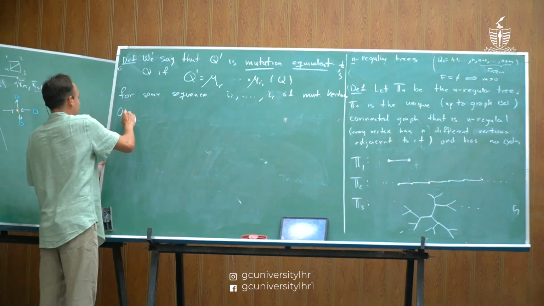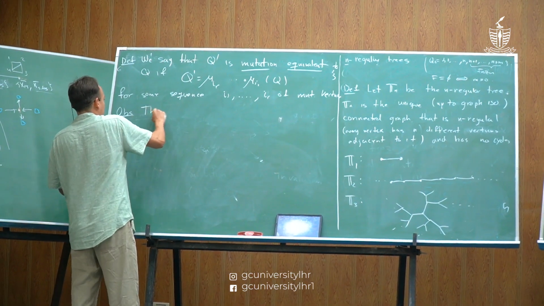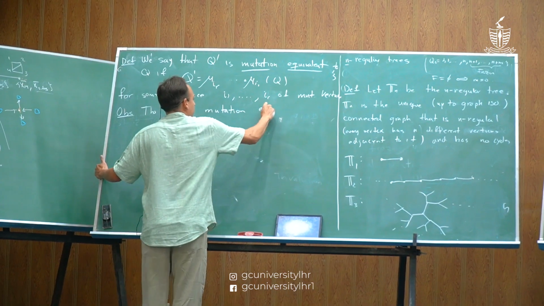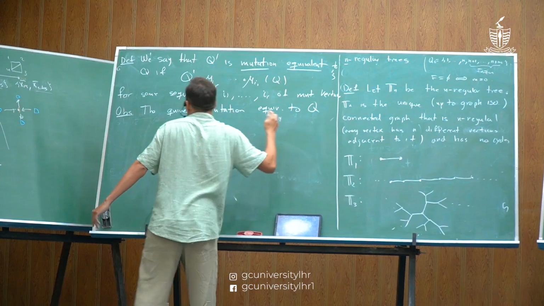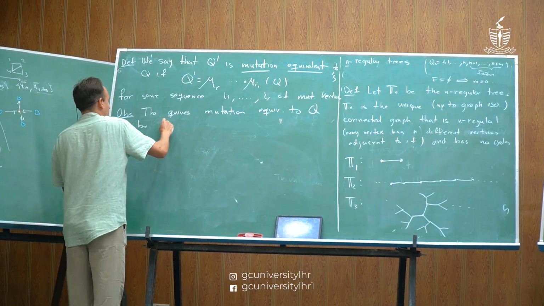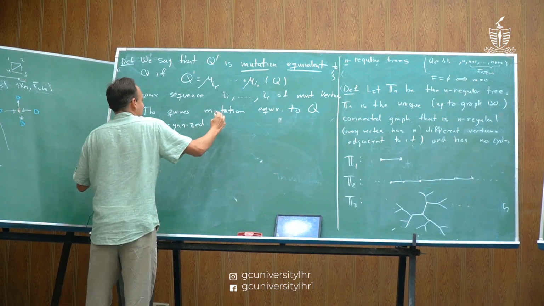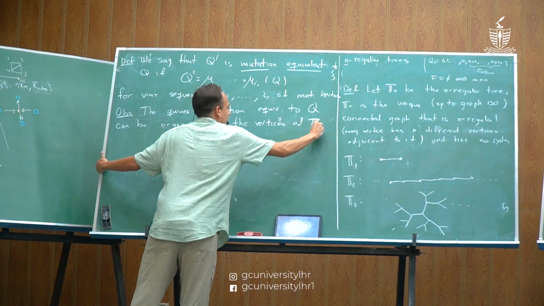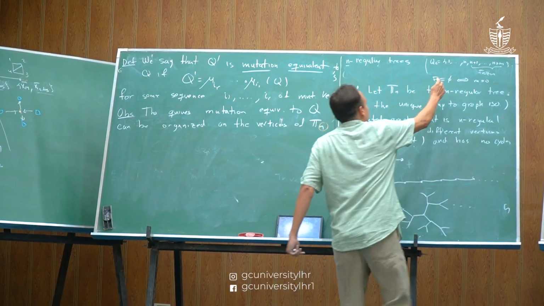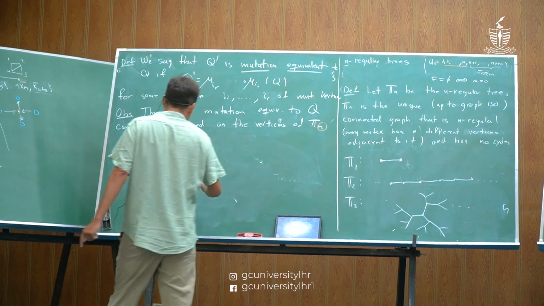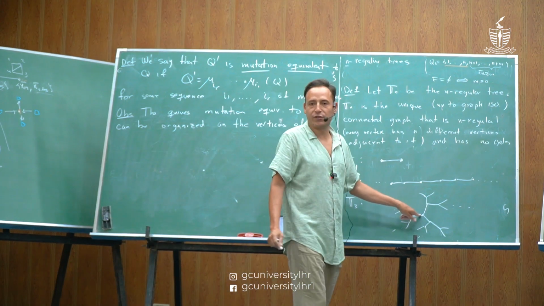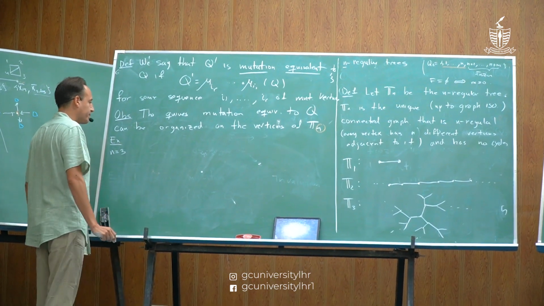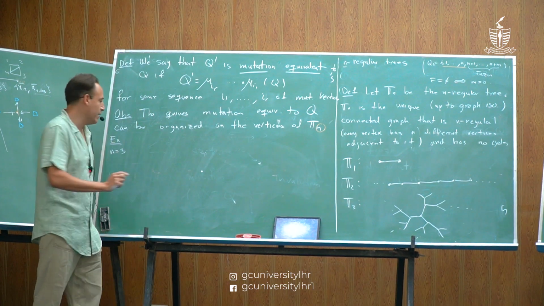So the observation is that the quivers mutation equivalent to Q can be organized on the vertices of Tn. Here n is the number of mutable vertices. So how do I do that? I just make a choice. I pick a vertex of the tree. Let's say, as an example, n equals 3. I choose a vertex and assign Q to it.